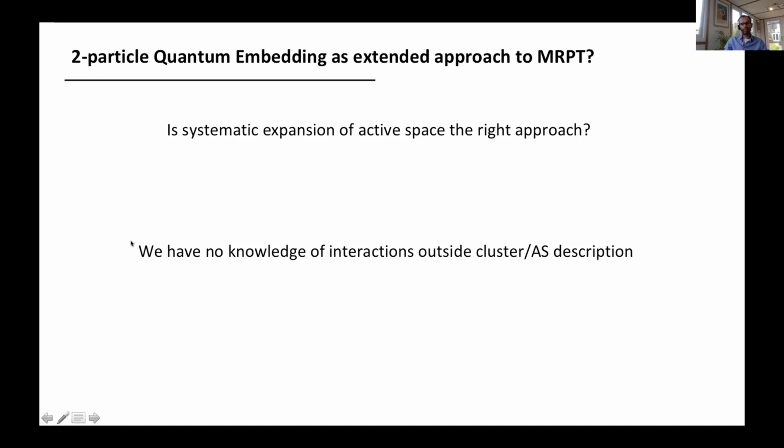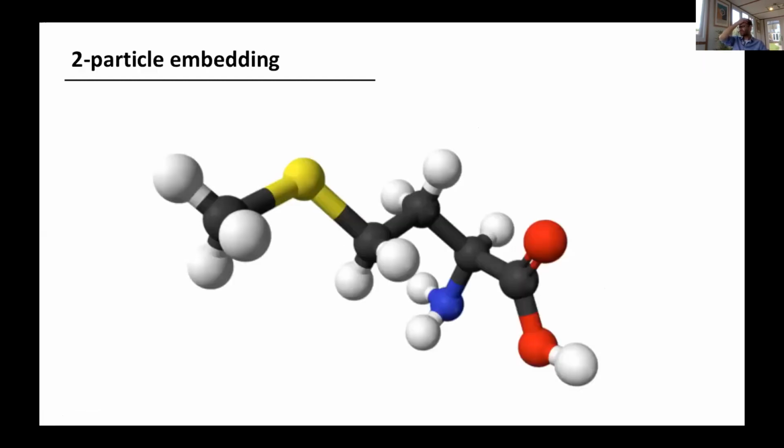And that's really what we're trying to converge, because we have no knowledge of the interactions outside this active space description that we construct. But I want to talk briefly about a different perspective that comes more from the condensed matter physics side of things, that I think is a physical process that is being missed, even in multi-reference perturbation theory, right?